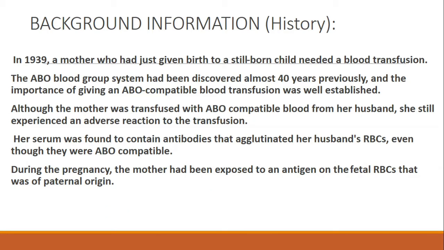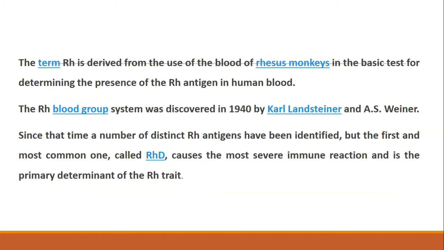Okay. The term Rh is derived from the use of blood of the rhesus monkey. It's the basic test for determining the presence of the Rh antigen in human blood. The Rh blood group was discovered by Karl Landsteiner, who also discovered ABO blood typing, and A.S. Wiener. Okay, let's discuss further.